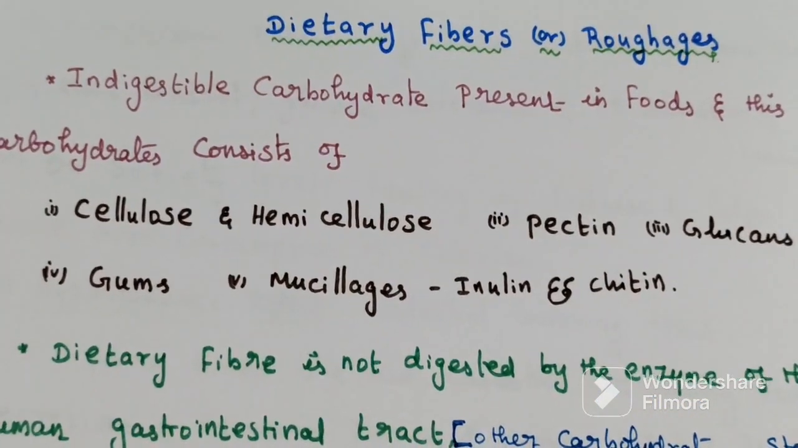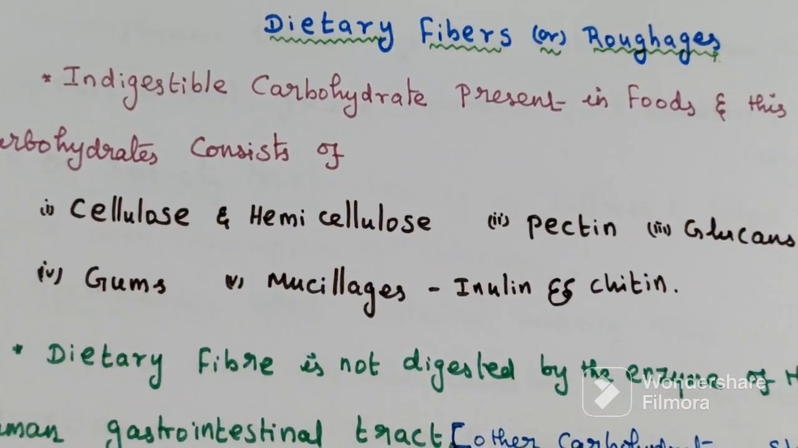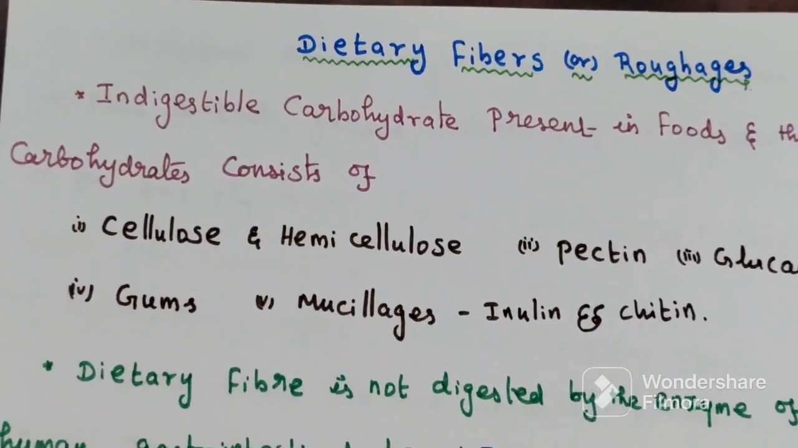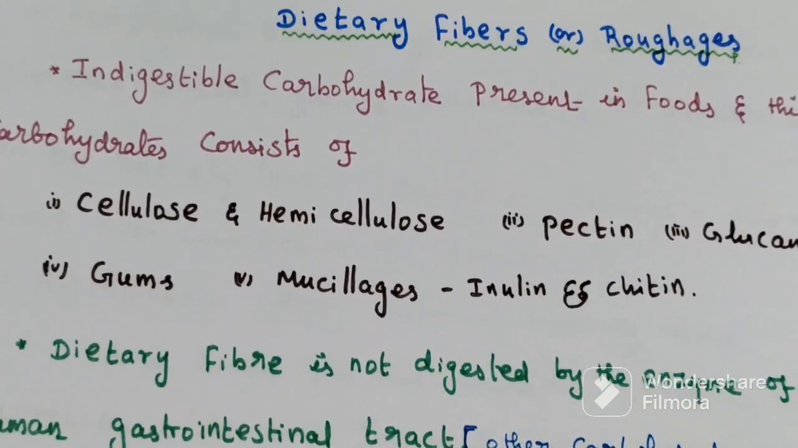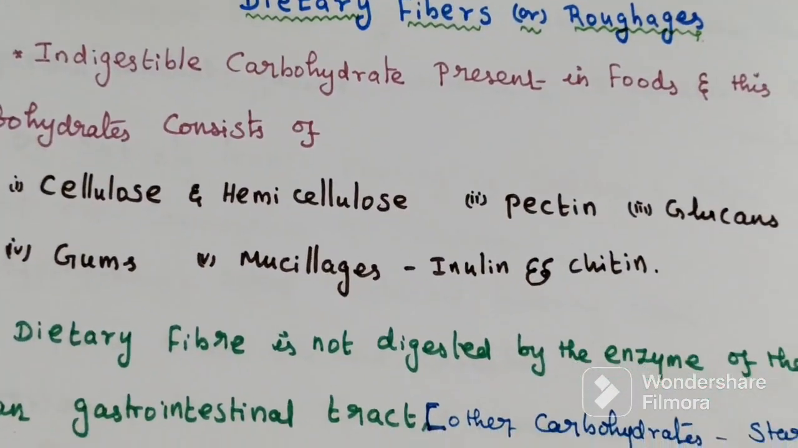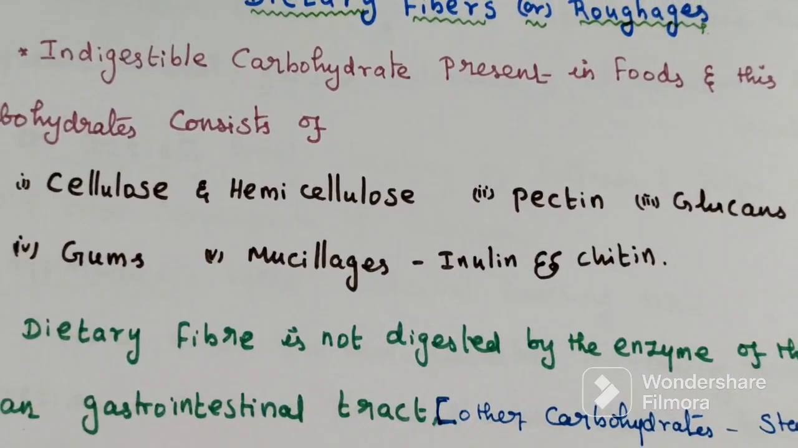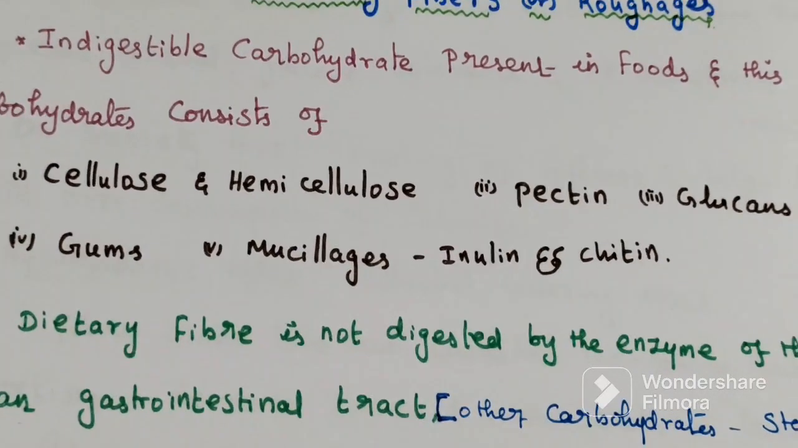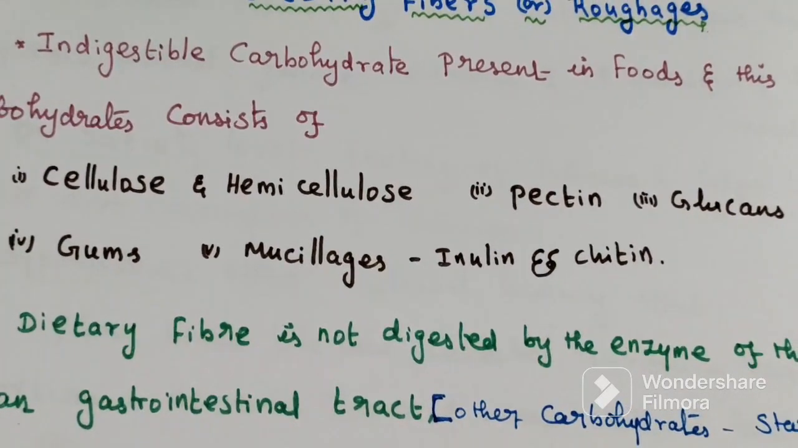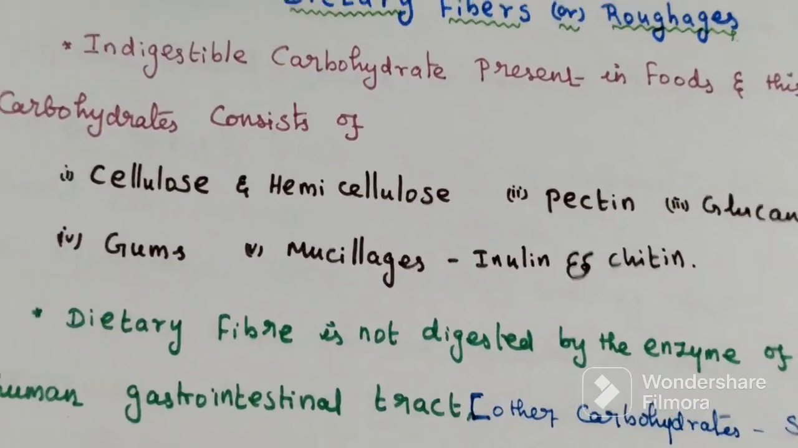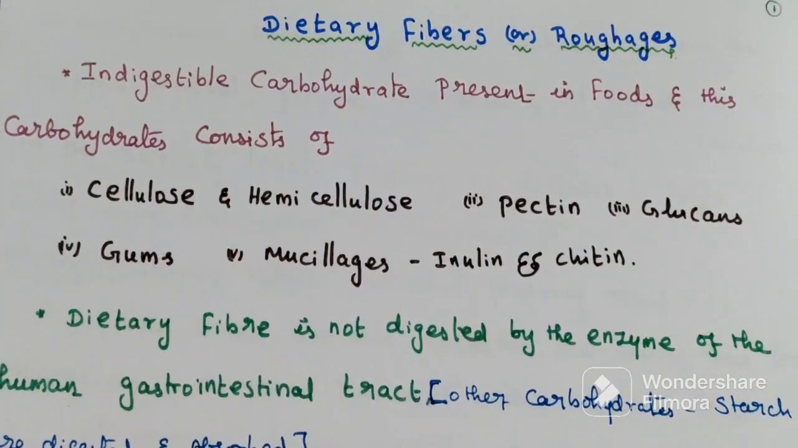So dietary fiber has another name, roughage. It is an indigestible carbohydrate food material. Examples: cellulose, hemicellulose, pectin, gums, mucilage, inulin and chitin. By nature, they are non-starch polysaccharides.